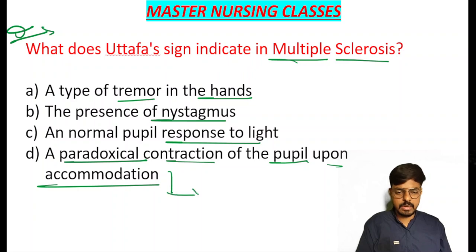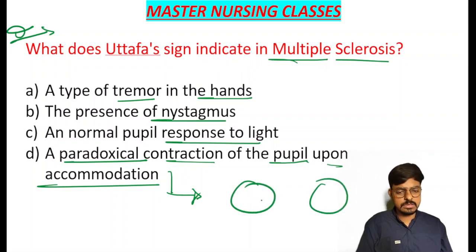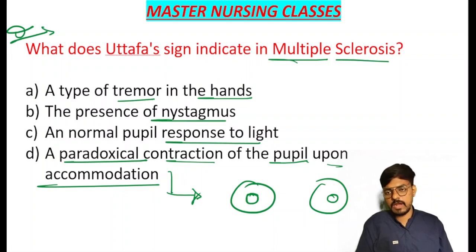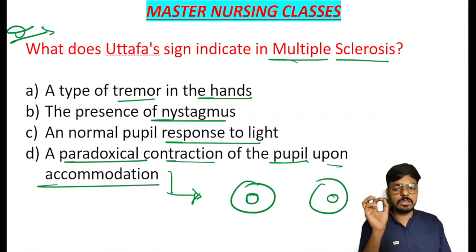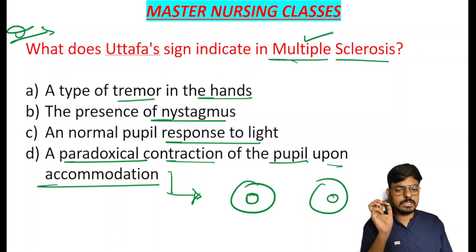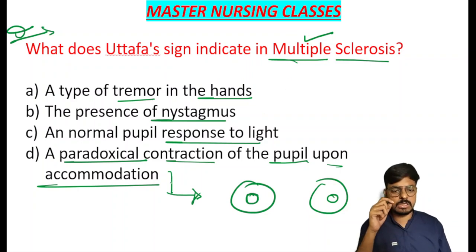What does it indicate? Paradoxical means opposite, everything is reversed. What happens? When we flash a light over the pupils of the eye, the pupil should constrict. In dim light, the pupils will dilate. But in multiple sclerosis, because of injury and demyelination of the optic nerve, there is a paradoxical contraction.